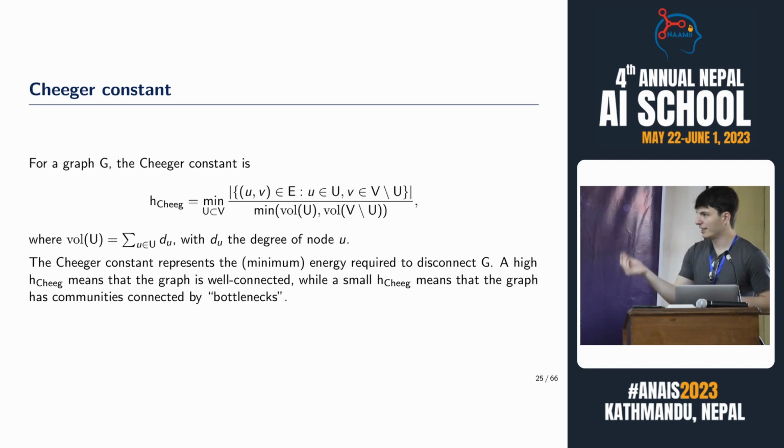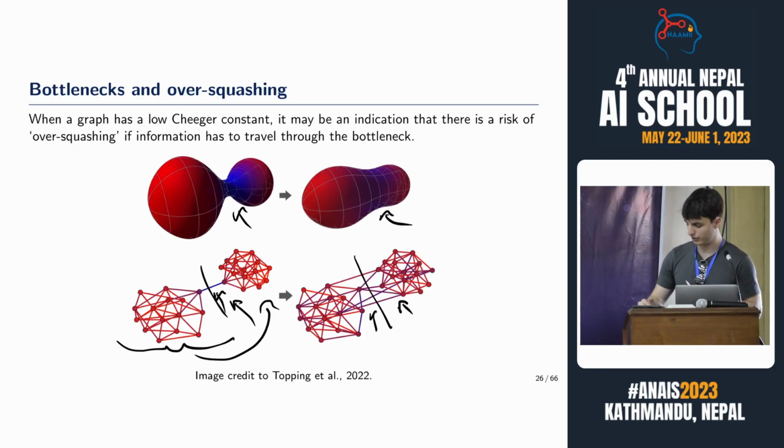All you need to know about this Cheeger constant, because I think the formulation there is not super intuitive, is that this represents the minimum energy you need to disconnect the graph, right? So if a Cheeger constant is big, it means that the graph in some sense is well connected. And if the Cheeger constant is small, then I can find a cut such that the graph disconnects easily. And when you have a small Cheeger constant, you say that the graph has bottlenecks. I think this is a good intuition.